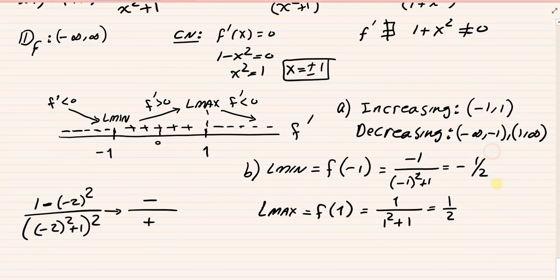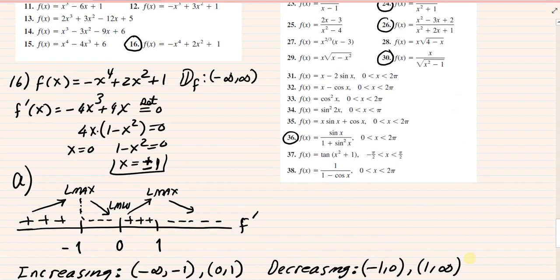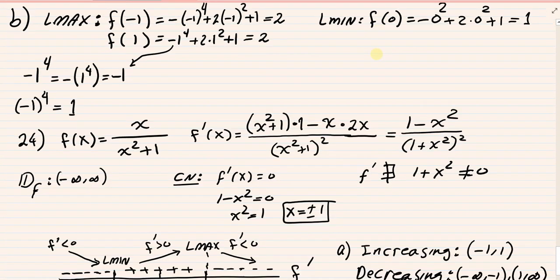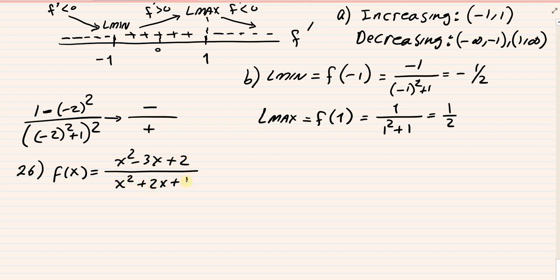So hopefully you're okay with number 24. Let's take a look at number 26. This one: x squared minus 3x plus 2 over x squared plus 2x plus 1. I'll try to memorize that. In number 26, it was f of x equals x squared minus 3x plus 2. The other one was x squared plus 2x plus 1.